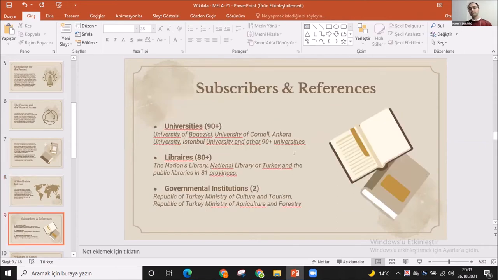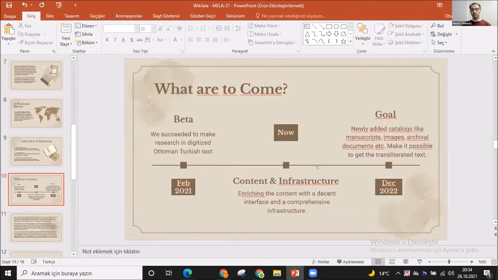Among subscribers and references, more than 90 universities are using the trial version until the end of the year. For example, Boğaziçi University, Cornell, Ankara University, and Istanbul University, the biggest and the first university of Ottoman Turkey. More than 80 libraries, for example the national library and other public libraries in Turkey, are using this database, and governmental institutions as well are now using the trial version.